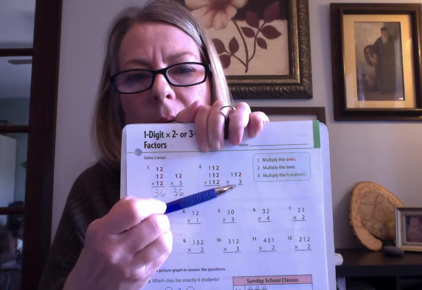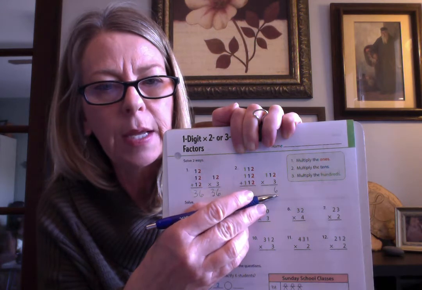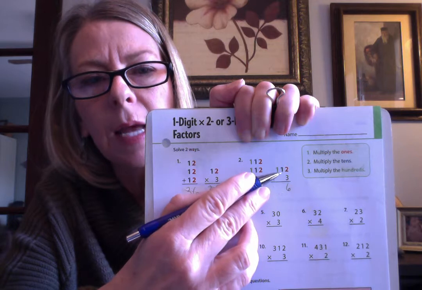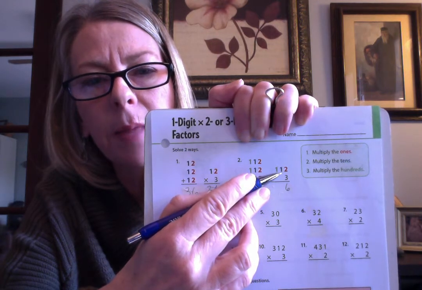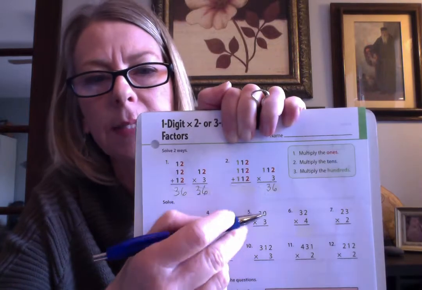Okay, so we have our multiplier, 3. We're going to multiply by our ones first. Okay, so 3 times 2 ones equals 6 ones. And I'm going to put my 6 right there in the ones place. Okay, now I take my multiplier. I'm going to do 3 times 1 ten because I'm multiplying my tens next. 3 times 1 equals 3. And since those are tens, my answer goes in the tens place.